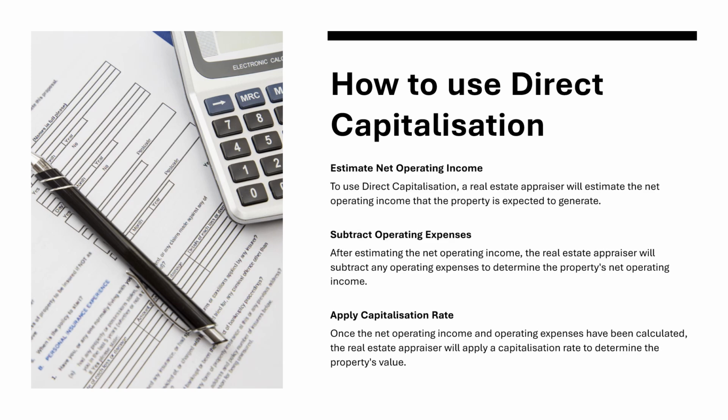How to use direct capitalization. Estimate net operating income. To use direct capitalization, a real estate appraiser will estimate the net operating income that the property is expected to generate. Subtract operating expenses. After estimating the income, the appraiser will subtract any operating expenses to determine the property's net operating income. Apply capitalization rate. Once the net operating income has been calculated, the appraiser will apply a capitalization rate to determine the property's value.